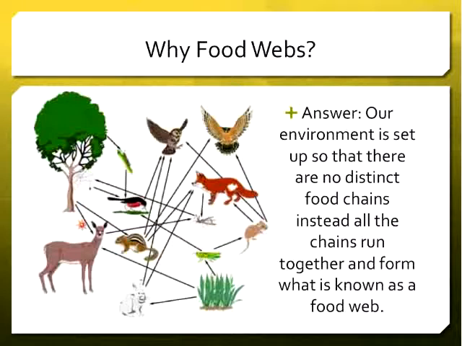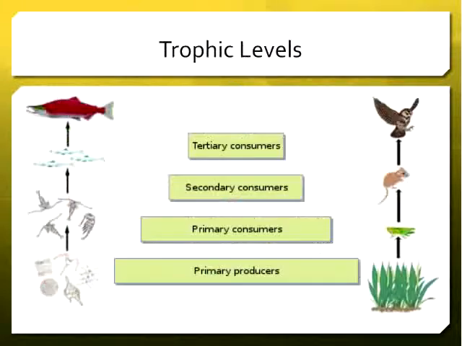The deer eats the tree, the squirrel eats the tree, the bird eats the grass, the hawk eats the squirrel, the hawk eats the deer. It's just a whole bunch of food chains mixed into one another.